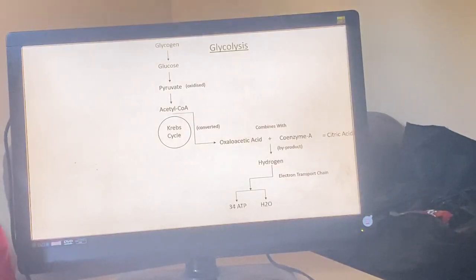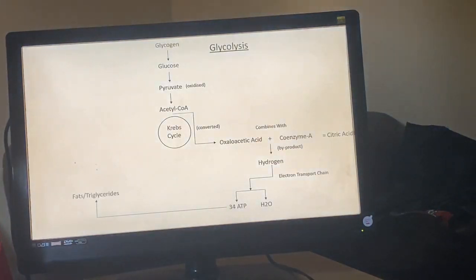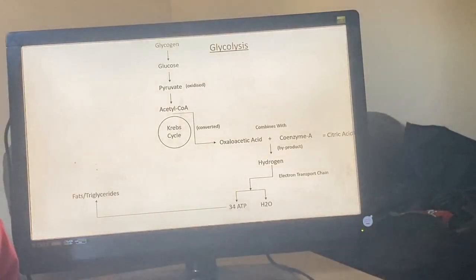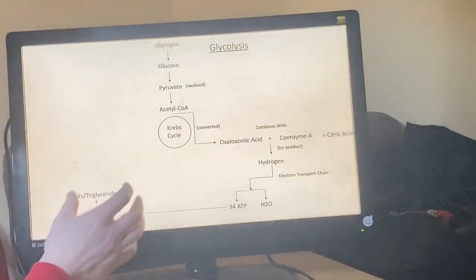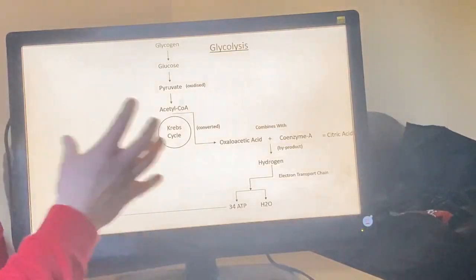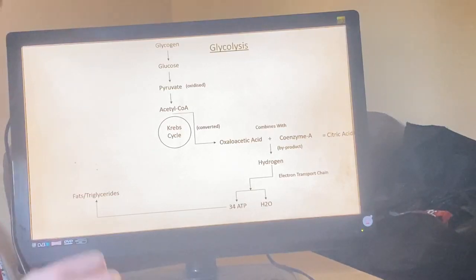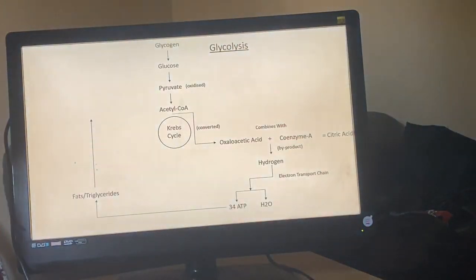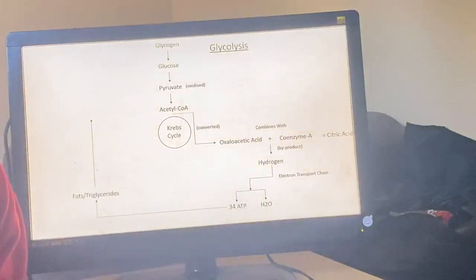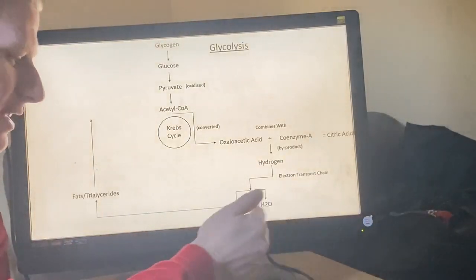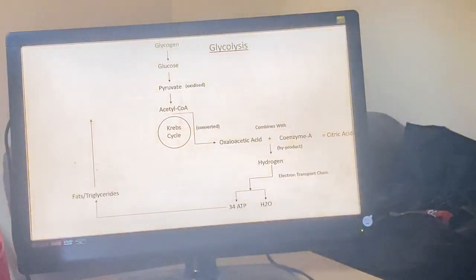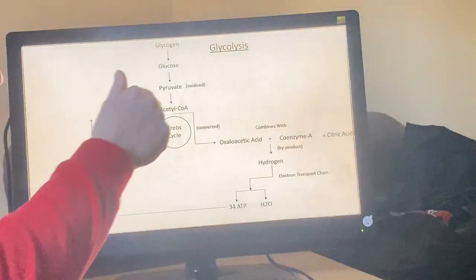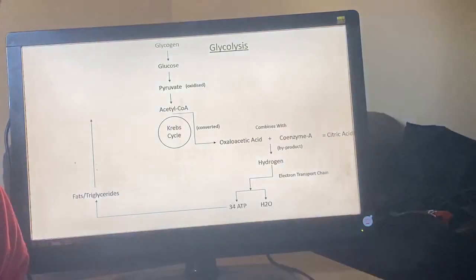Now, once I've done this, I can also access my fat stores. So when we start thinking about lower intensity exercise, this is where we start associating fats with that kind of exercise. So fats can then be broken down. They're broken down, but you've got to remember, where are we trying to get back to? We're always trying to get back to this 34 ATP. Now, the only way I can do that is if I have acetyl-CoA entering the Krebs cycle. So that's where we're trying to get back to.